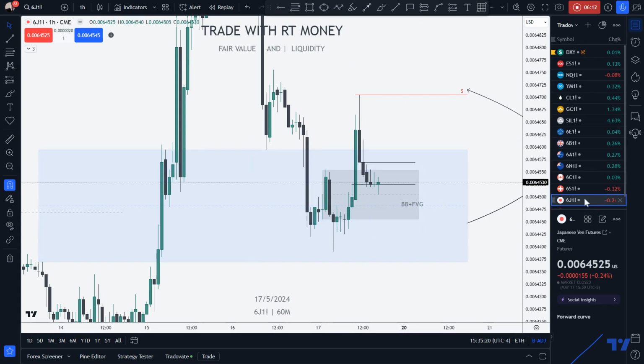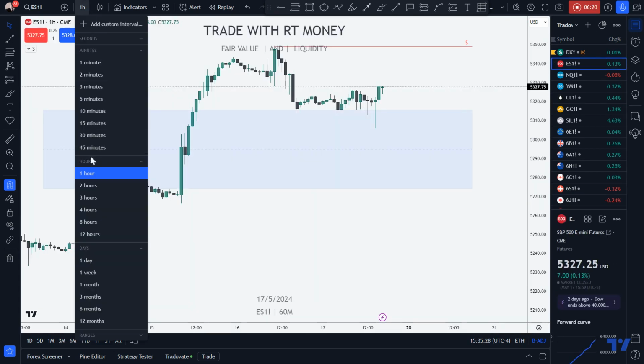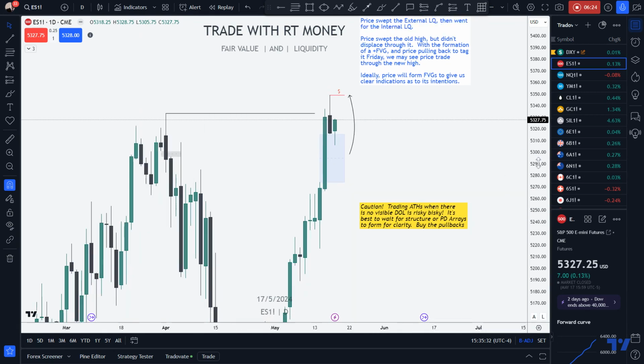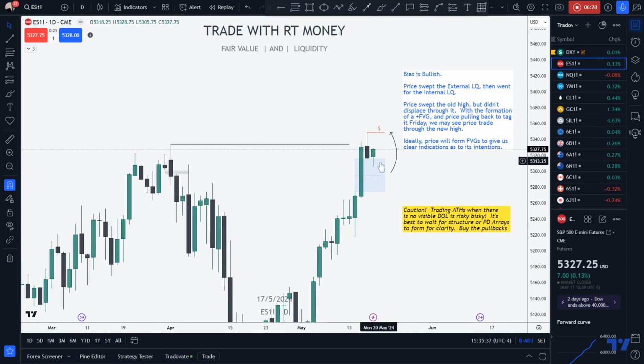All right. Now that does it for the FX pairs. Let's go to the indices, and we're going to look at the S&P. All right. Read the caution. All right. But we are in a bullish fair value gap. Price is already stung into it and reacted bullishly. We're looking at price at the all-time highs.